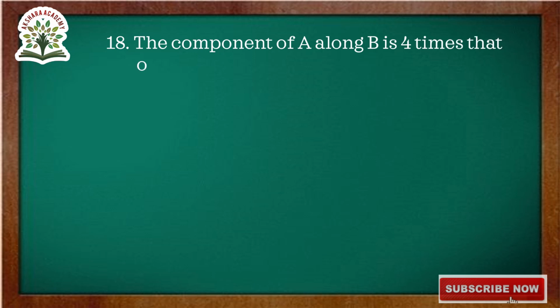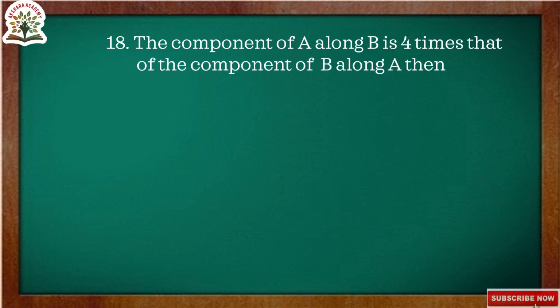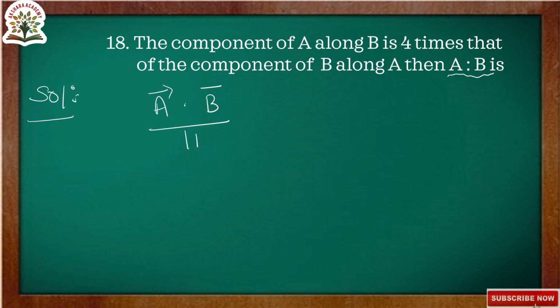The component of A along B is 4 times that of the component of B along A. Then A is to B is... Here you have to calculate A is to B. So now let us go to the solution. The component of A along B is a bar dot b bar by modulus of b bar.